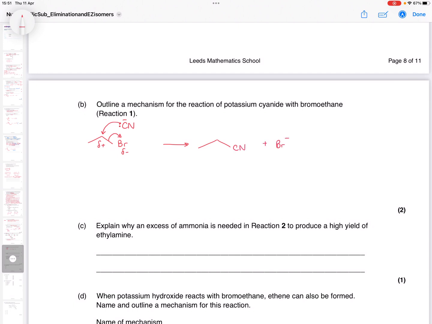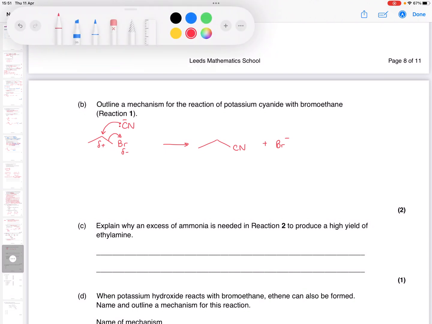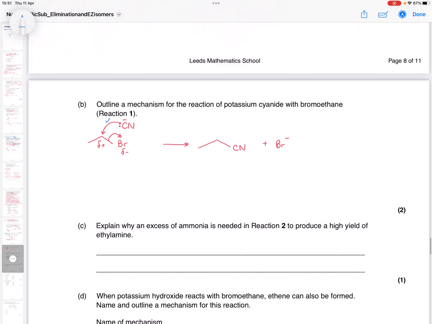That's our nucleophilic substitution reaction. Just worth 2 marks there. So in terms of marking points, we've got 1 for this arrow and 1 for this arrow. Make sure that your compound has the right structural formula before you make a start. If you've got the wrong structural formula, you will get a penalty for one of those arrows.